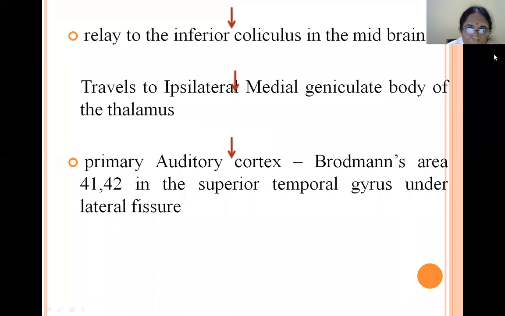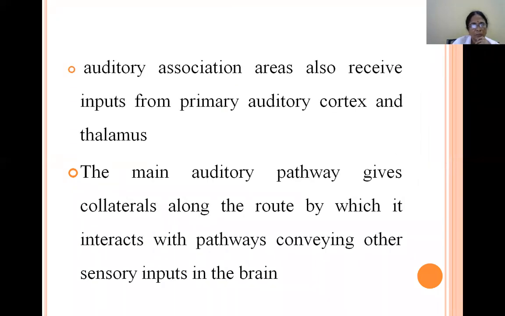From the medial geniculate body, they go to Brodmann's areas 41 and 42 in the superior temporal gyrus, seen in the lateral picture. This is the primary auditory cortex. We also have auditory association areas. They also receive inputs from the primary auditory cortex and thalamus. These association areas, which help in hearing, receive signals from the primary auditory cortex and thalamus.